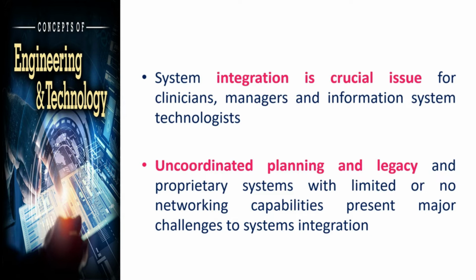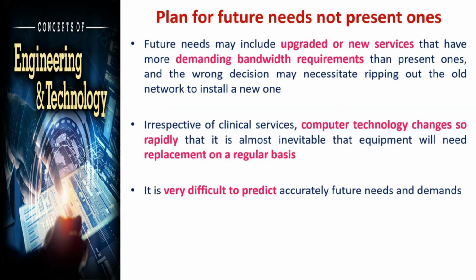So uncoordinated planning or legacy systems, with limited networking capabilities, are major challenges to system integration. You need to understand that you always want to bring in very good systems. So plan for the future needs and not only for the present ones. For example, when you want to purchase any equipment, say you want to buy a laptop for online classes, you will be planning for that.